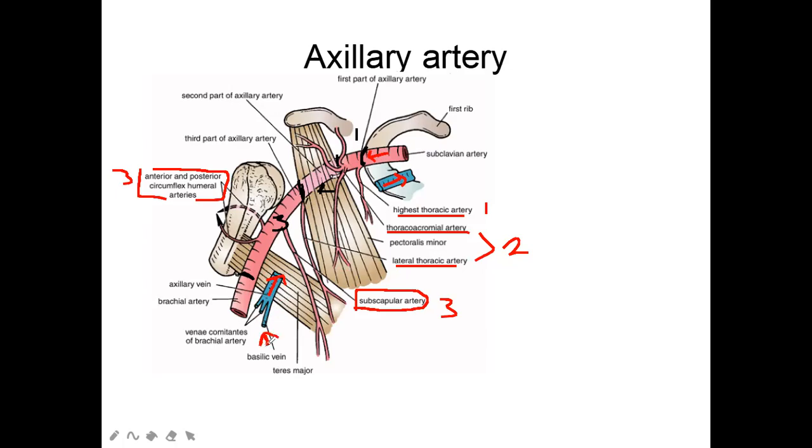So remember the basilic vein, which drains the medial aspects of the upper limb, joining with the venae comitantes of the brachial artery. The veins that move with the arteries, we call them the venae comitantes. So the joining forms the axillary vein. So we can say the axillary vein is a continuation of the basilic vein.